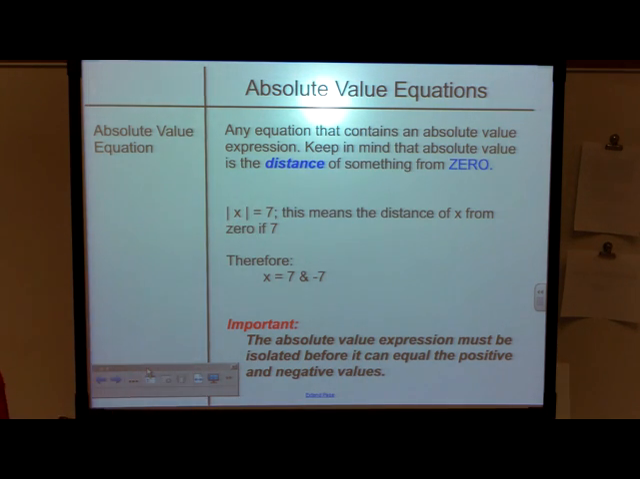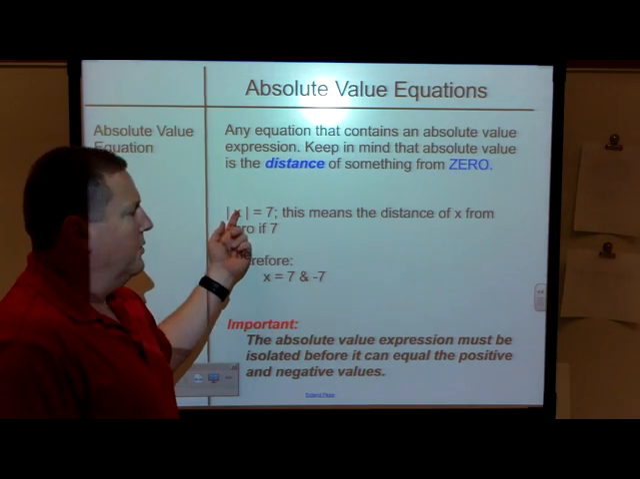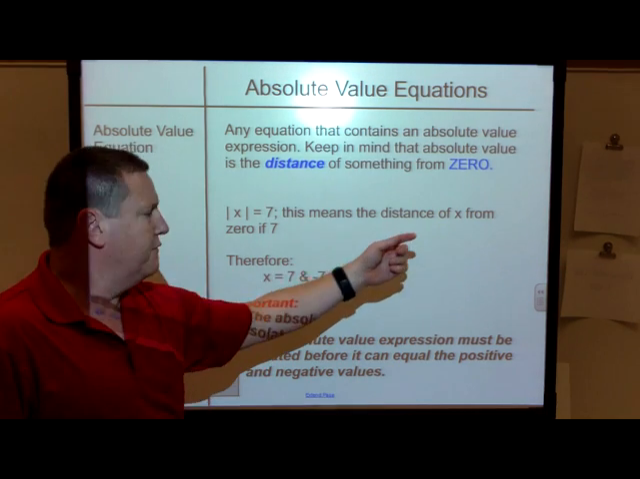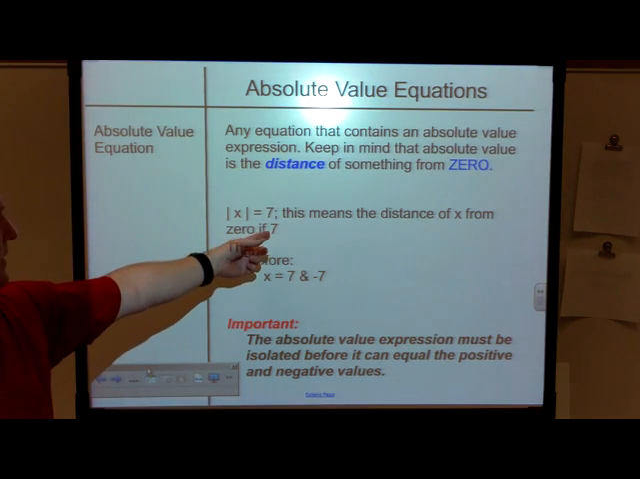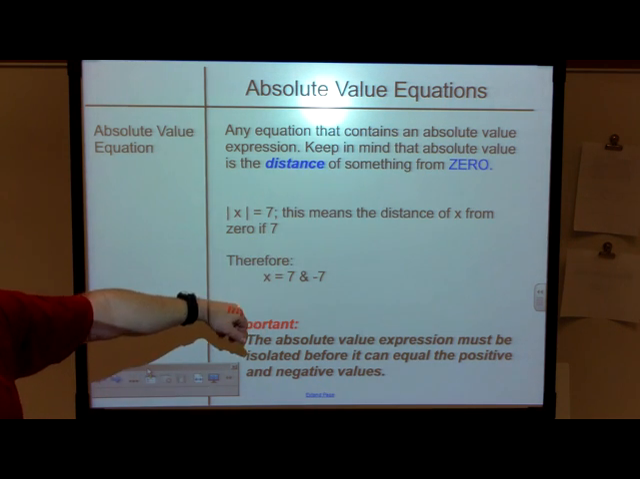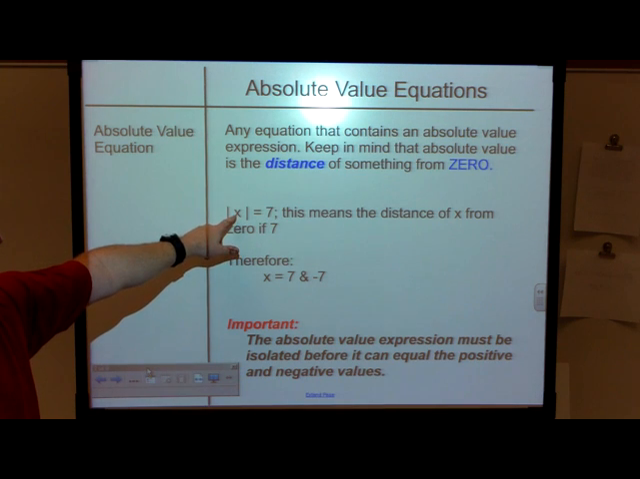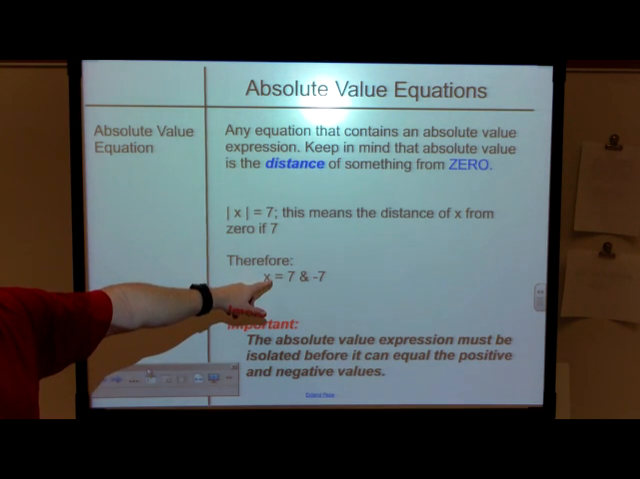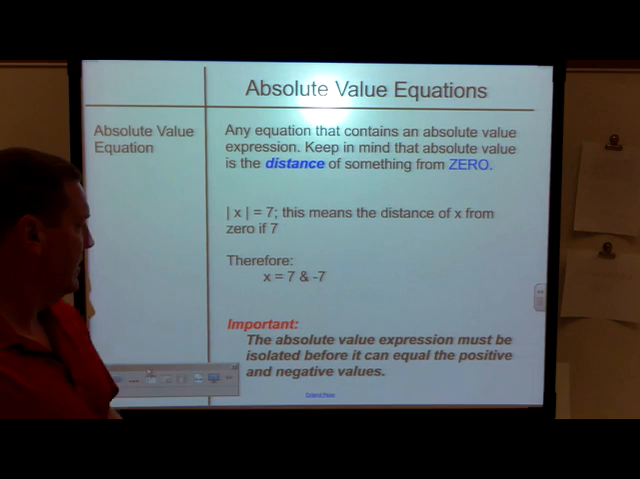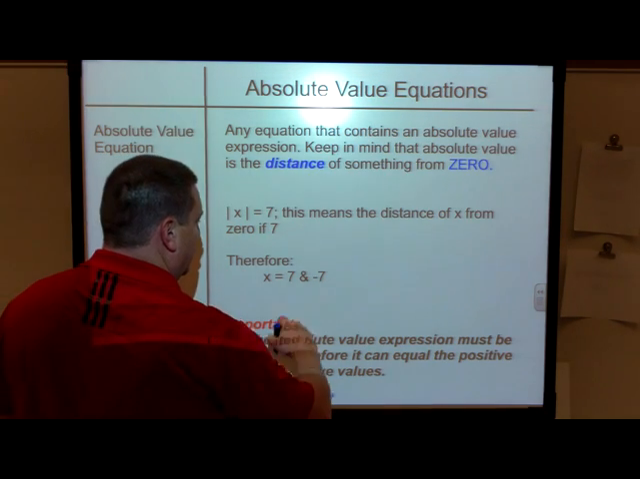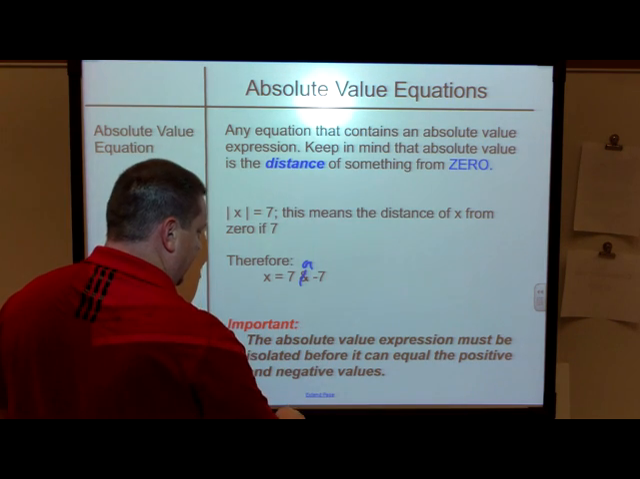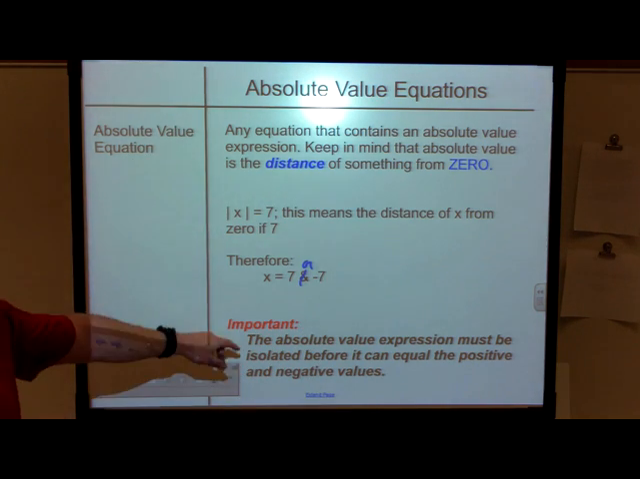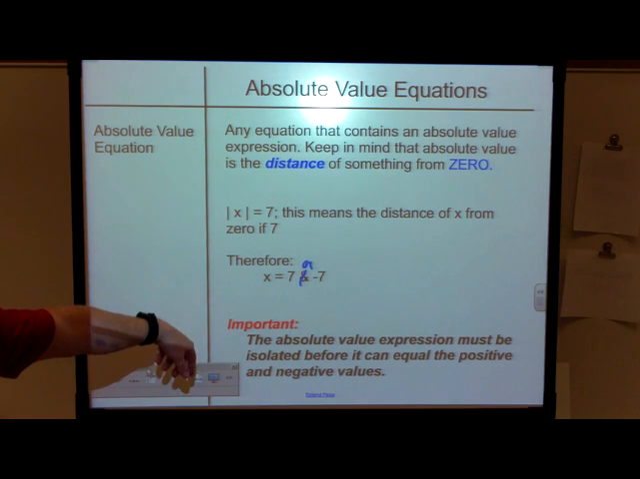Absolute value of x equals 7. This means they want to know what is the distance of x from 0. The distance, I should say, is 7. Therefore, the absolute value of x equaling 7 has a value of x that is 7 and negative 7. And we should probably put the word or here for now. Okay, so 7 or negative 7.